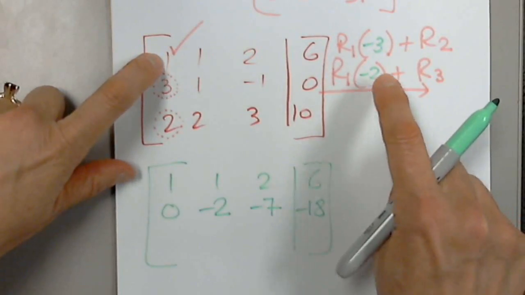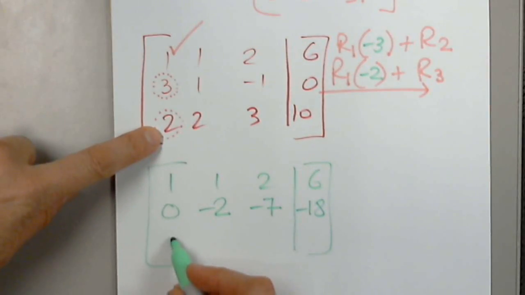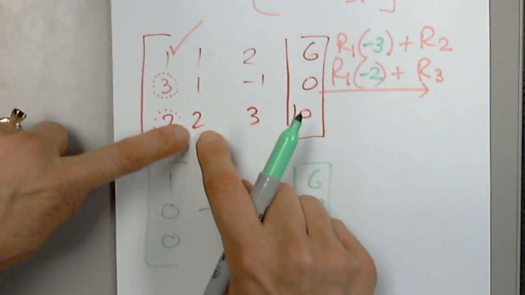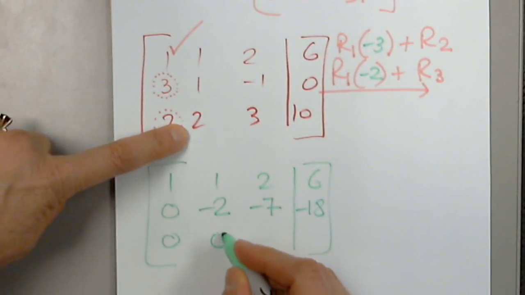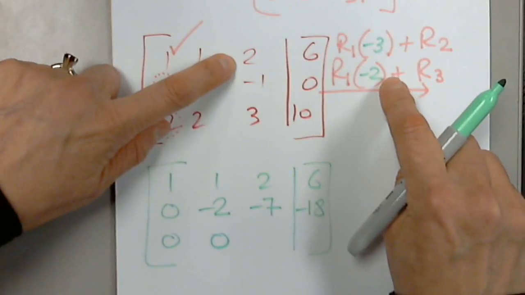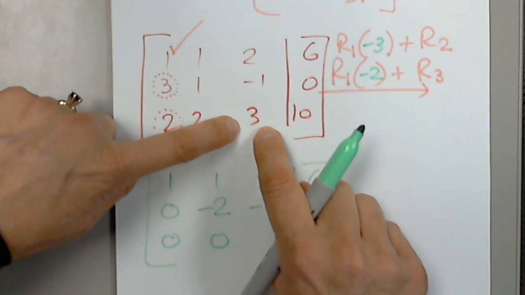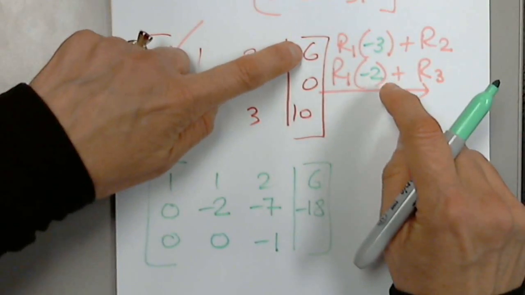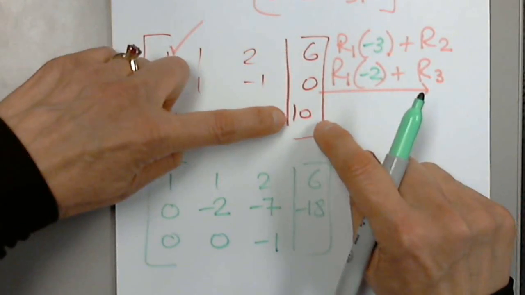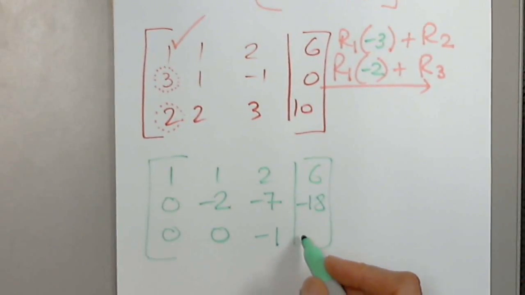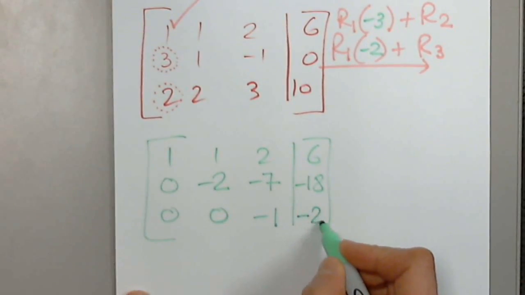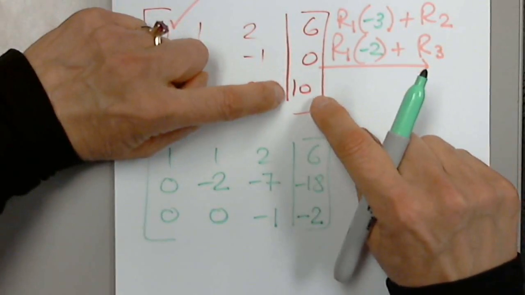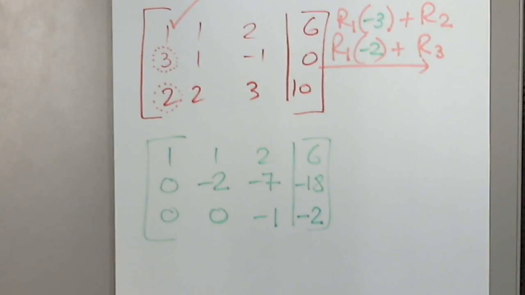1 times negative 2 plus 2. 0. 1 times negative 2 plus 2. 0. 2 times negative 2 plus 3. Negative 1. Perfect. 6 times negative 2 plus 10. 22? One more time. 6 times negative 2 plus 10. Oh, yeah, 2. Negative 2. Perfect.